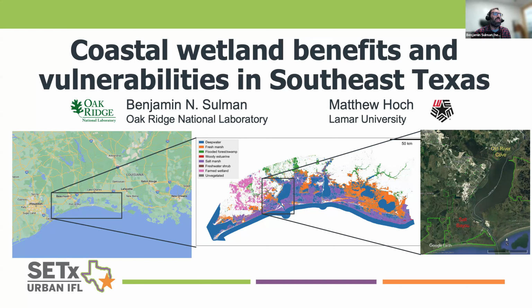The focus area of SETx is Southeast Texas. So on the logo, we have a little star in Southeast Texas, and zooming in from there, we're primarily based in the Beaumont area, which is east of Houston along the Gulf Coast. And this is a very flat coastal plain type of region. There's a lot of wetland area around here. So on this map of land cover, the purple areas are all salt marsh and the orange areas are freshwater marsh. So there's a lot of marshland. There's also a lot of the green areas, which are floodplain, forest, and swamp type of areas. So it's a really important part of that landscape.